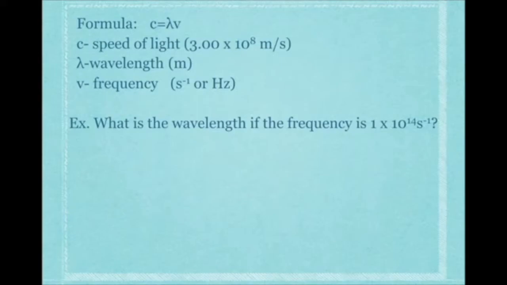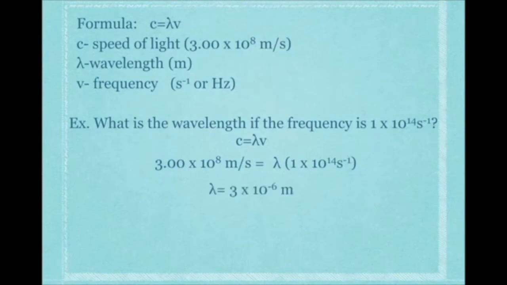So let's look at an example. Here I give you the frequency, so we're going to use this formula. I know that my speed of light is 3.00 times 10 to the 8th meters per second. That equals lambda, which is what I'm solving for, times my frequency, which is 1 times 10 to the 14th seconds to the -1. To find my wavelength, I'm just going to divide both sides by 1 times 10 to the 14th, and I get 3 times 10 to the -6, and my units for wavelength are meters.